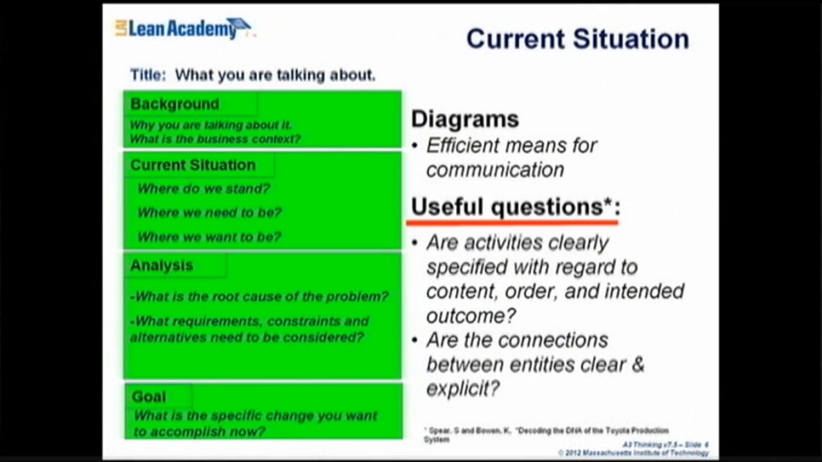So some useful questions to ask as you start to put together the left side of this sheet: are the activities clearly specified with regards to the content and order and intended outcomes as you work through the current situation, analysis, and goals? And are the connections between all the entities that are involved in your A3 problem very clear and explicit?